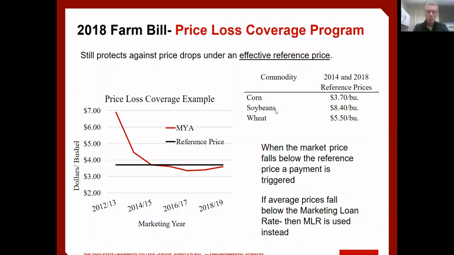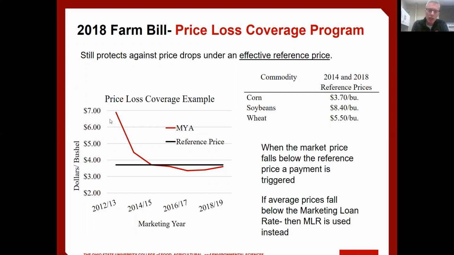The Price Loss Coverage program is a little bit easier to understand because basically, anytime the marketing year average price, or the price over a full marketing year, falls below our reference price, we trigger a payment. For corn and soybeans, that's September 1st through August 31st. For wheat, that is June 1st through May 31st. I've got our reference prices listed here on the right-hand side. Corn is $3.70, soybeans is $8.40, wheat is $5.50.